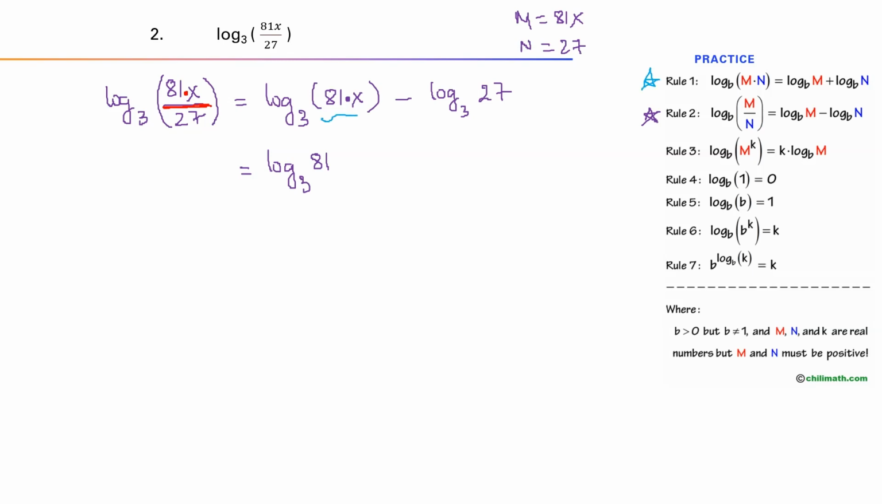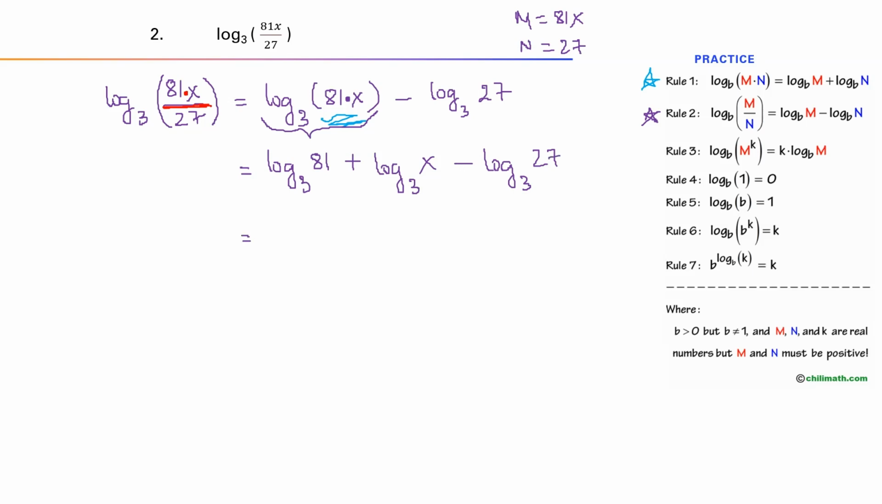Here, product rule here. Okay. So we will have log base 3 of 81, now multiplication plus log base 3 of x. Now remember, that is our first term right here. Continue to write down the last term.